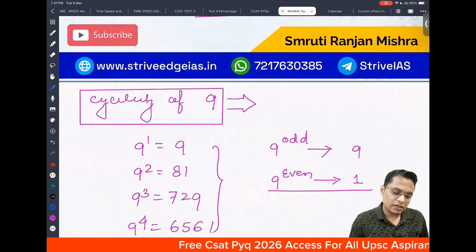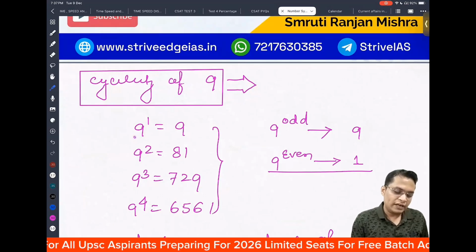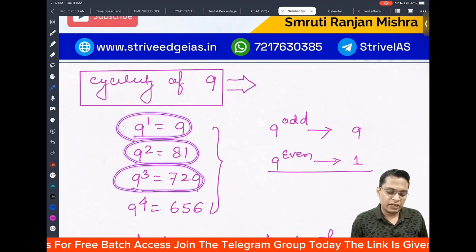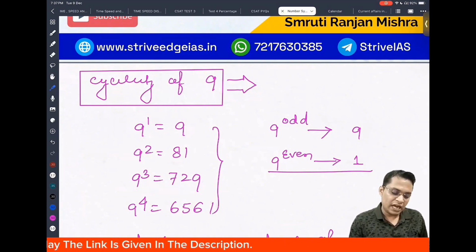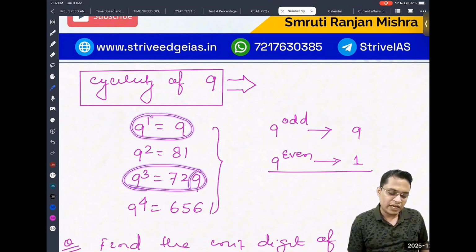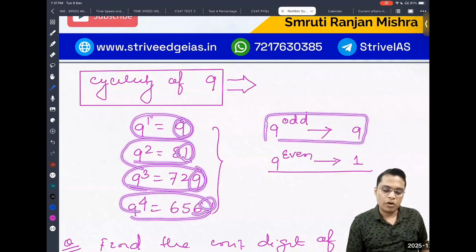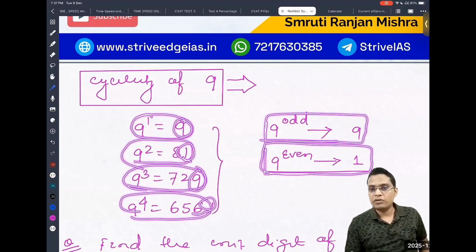So let's see 9 also. 9 to the power 1 is 9, 9 squared is 81, 9 cubed is 729, 9 to the fourth is 6561. Here you can see that whenever the power of 9 is odd, the unit digit is always 9. When the power of 9 is even, the unit digit is 1. I'm just rewriting that: when 9 is to an odd power, the unit digit is 9, and when 9 is to an even power, the unit digit is 1.